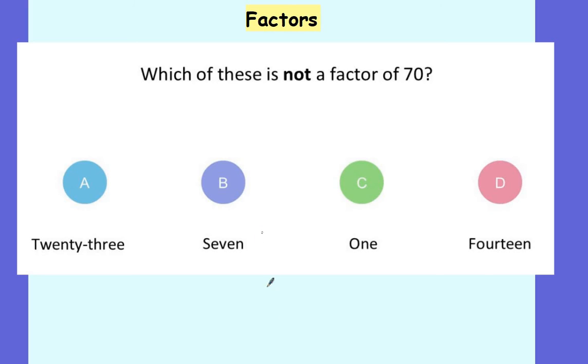And finally, which of these is not a factor of 70? Okay, we can multiply 1 by 70 to get 70. We can multiply 7 by 10 to get 70. We can multiply 14 by 5 to get 70. But we cannot multiply 23 by a whole number to get 70.